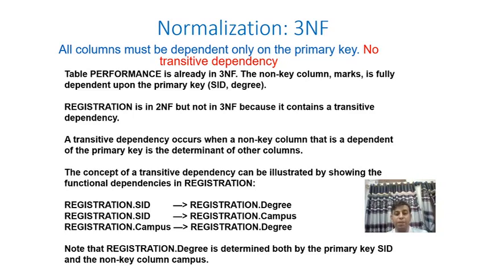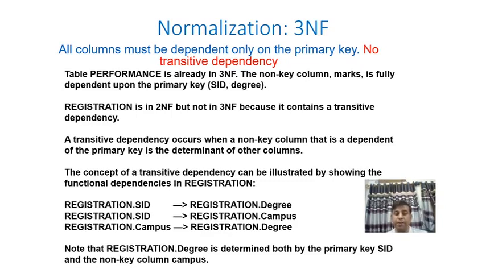Table performance is already in 3NF. The non-key column marks is fully dependent upon the primary key. So for the table performance, there is no transitive dependency. Registration is in 2NF but not in 3NF because it contains a transitive dependency. Let's see how the registration table contains the transitive dependency.